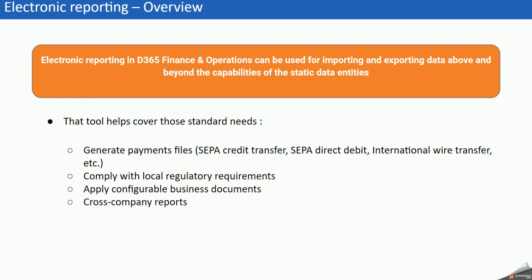You can also apply configurable business documents. So in previous versions, to generate business documents, you had to use the SSRS technology. And any changes in those documents would require a customization. Now in Dynamics 365, you can add new fields or change the layout of the business documents through configuration in electronic reporting. And finally, you can also build cross-company reports in that tool. And basically, in the scenario I'm going to show you, that's the kind of report I'm going to build.